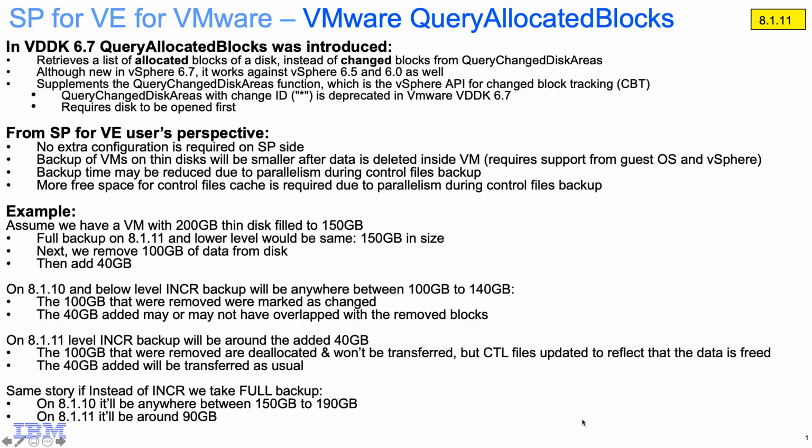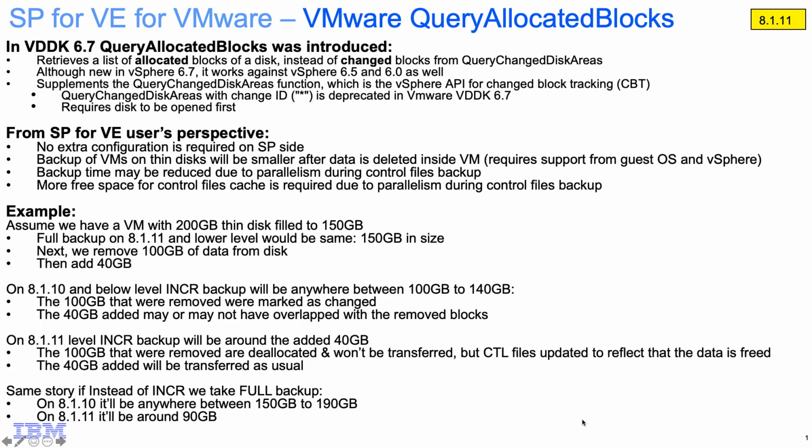Now, just an additional piece of information here. The backup time may be reduced due to the parallelism during control file backups, but more free space for the control file cache might be required due to that parallelism. We have a quick example here. I'm not going to read the numbers. I'll let you read the numbers when you review this presentation if you're interested in this feature.